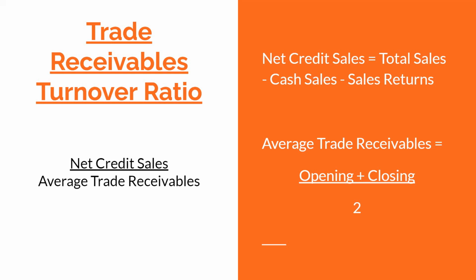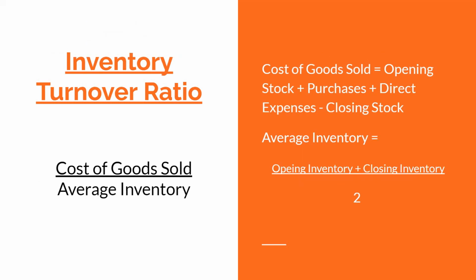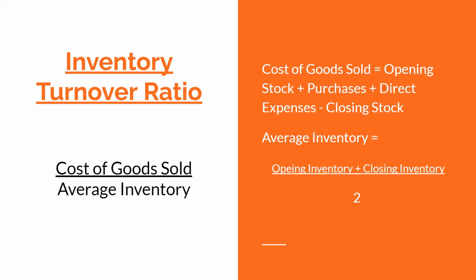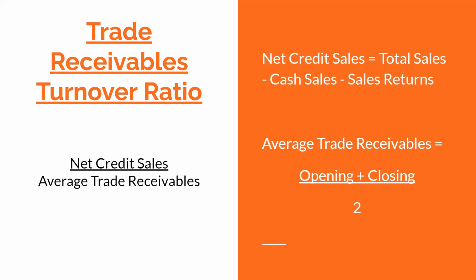Here we are again comparing your trade receivables with your sales. In the previous one we were comparing inventory with cost of goods sold, not the actual sales. Here we are comparing your debtors with your sales, and debtors are associated with credit sales only, so we are comparing it with credit sales. Inventory is related with cost, so we compared it with the cost of goods sold, and here debtors are associated with credit sales, so we are comparing it with net credit sales, after adjusting the returns that we had.